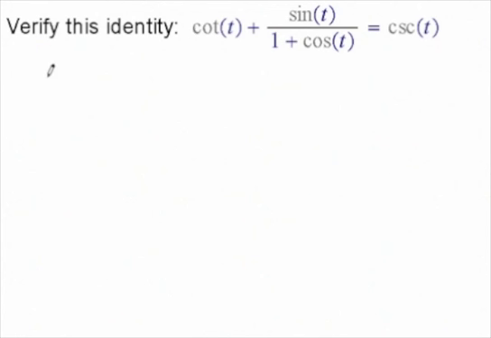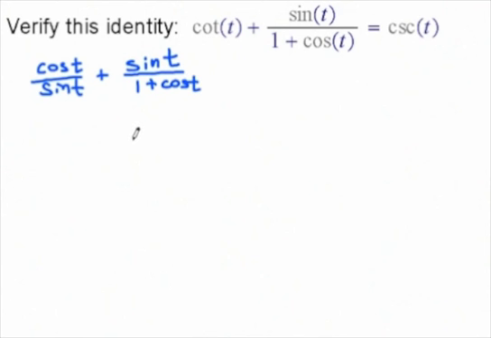So cotangent is cosine of t over sine of t. And then we're going to have plus this other expression, sine of t over 1 plus cosine of t. Okay, so our goal is this cosecant of t on the other side. Another way of writing it is 1 over sine.